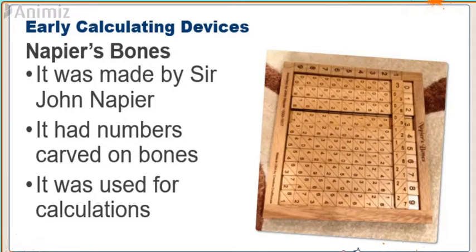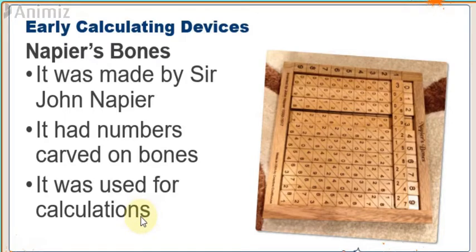Another type of early calculating device was called Napier's bones. It was made in 1616 by a man called Sir John Napier, and that's why it was named Napier's bones, because it was made by him. In this picture you can see the name written on it, and you can see the device over here. It looked something like this.